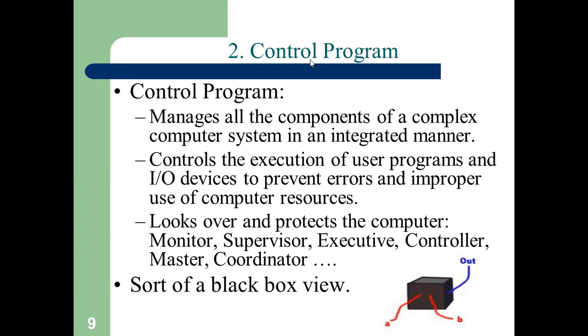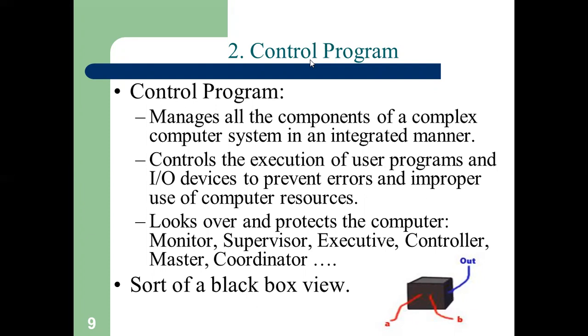So there are various functions of the operating system, but under the operating system there are various programs which are controlling various activities. Such types of activities or tasks are controlled or maintained by the control program here. So these are, we can say, the various roles of the control program.